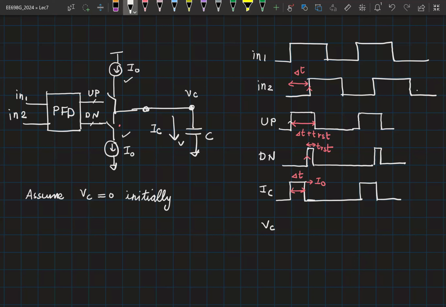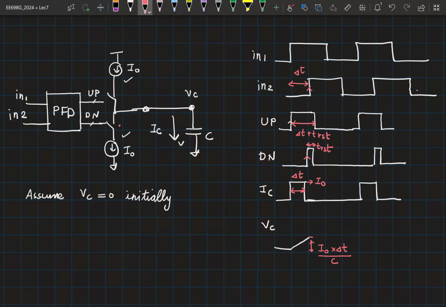Okay. So now VC, let's assume that it is starting from zero. During this phase, it is going to linearly increase. What is this height? So I naught into delta T is the net charge that has been pushed into the capacitor. That divided by C will give you the step in VC.